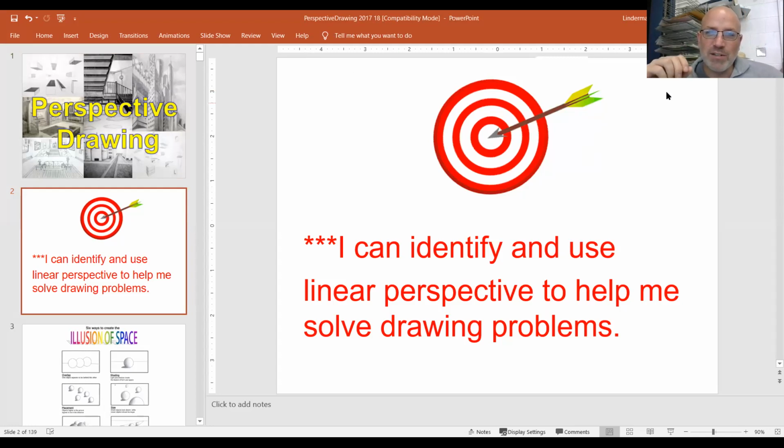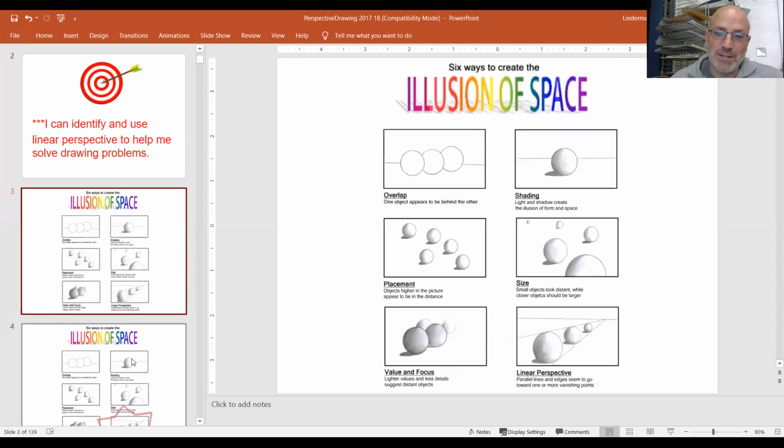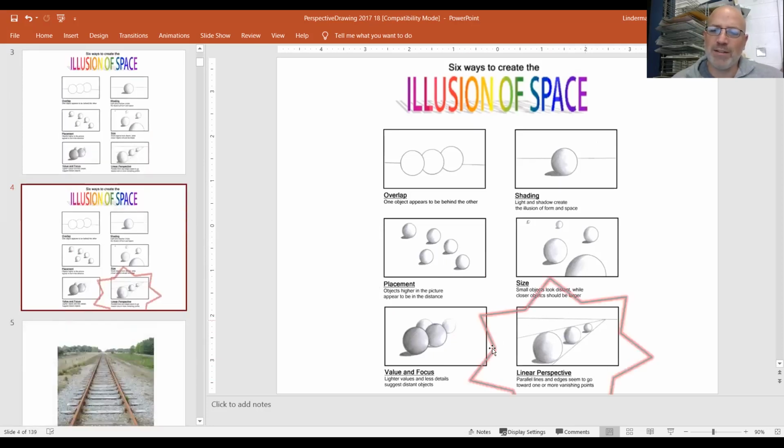Well, we've talked about some ways to do that with foreground, background, middle ground, the illusions of space. But let's revisit that. So we know some basic techniques like overlapping is going to create some space, and shading and placement, value and focus. But it's really this last one we're going to cue in on this time. This whole unit is about this one illusion of space, using lines to create the illusion that there's depth.